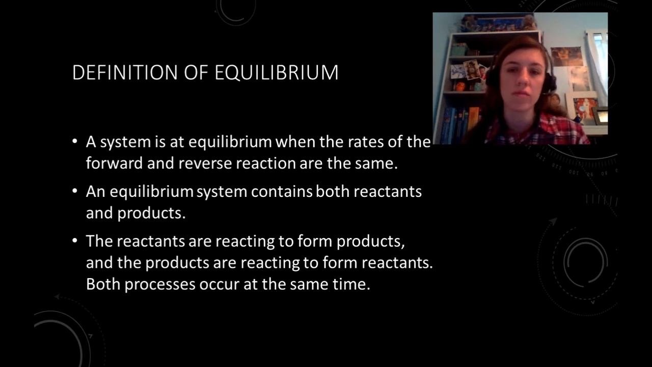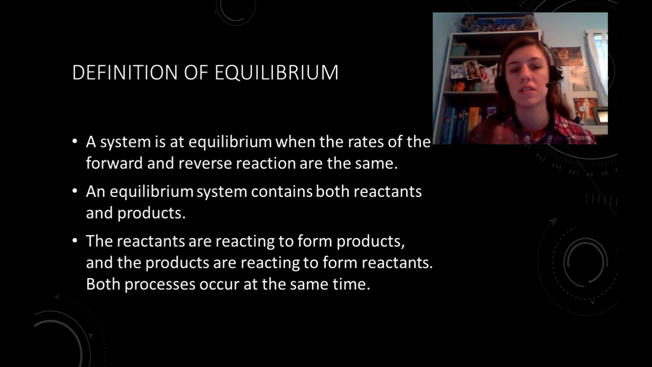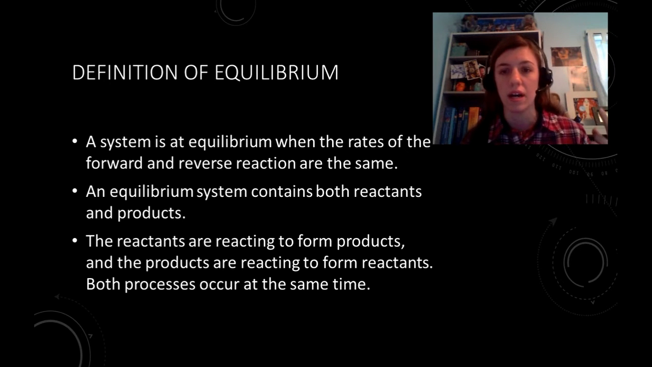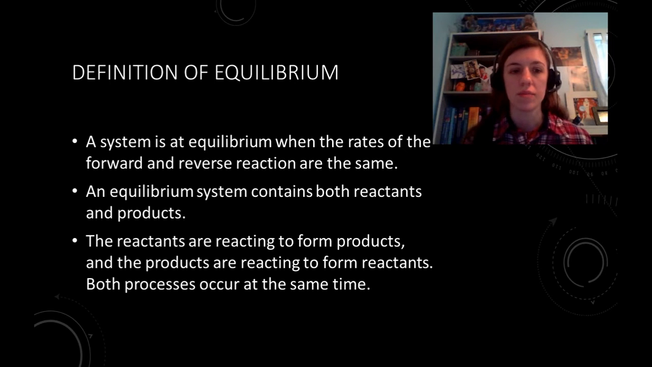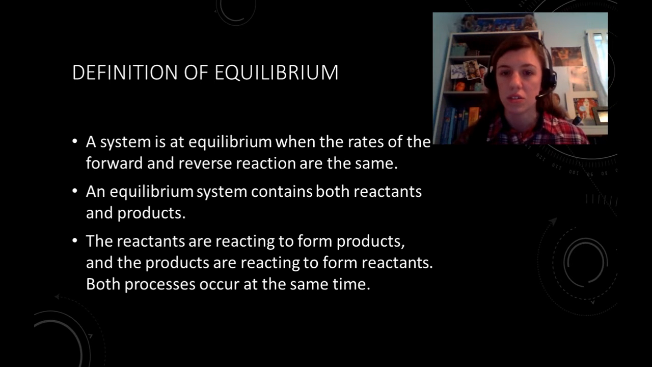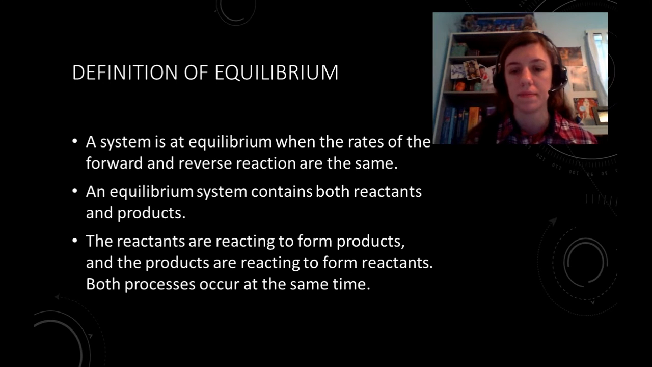The reactants are reacting to form products, and the products are reacting to form reactants, and both of those processes are occurring at the same time. And if you're at equilibrium, they're also occurring at the same time and at the same rate. So when we talk about rate, we remember that that brings us back to our kinetics, everything we talked about with kinetics, where the rate of reaction equals K times the concentration of the reactant to some power. So it's the same idea. You have two rates, two reactions, each with a rate, and at equilibrium, those two rates are equal to each other.